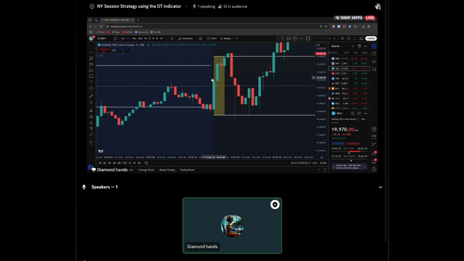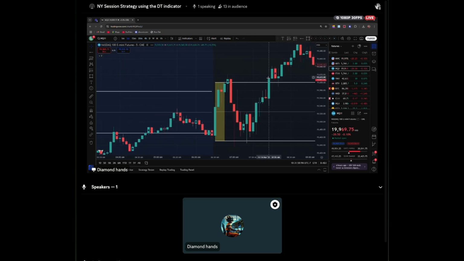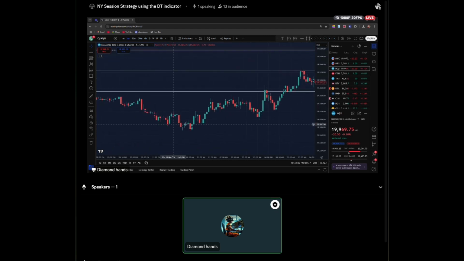Right? Once it formed, you can see here's the 15-minute range. We broke to the upside, and then we came back down to the downside. Right? As well as here. And then we finally broke up to the upside. So keep in mind the NQ might do a double break.